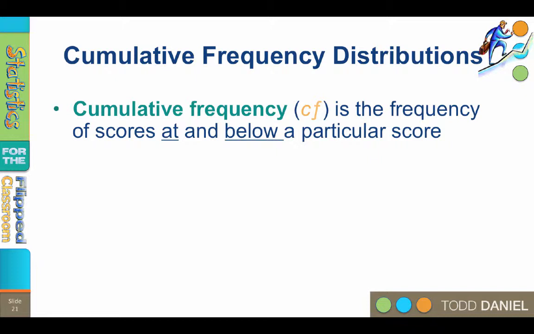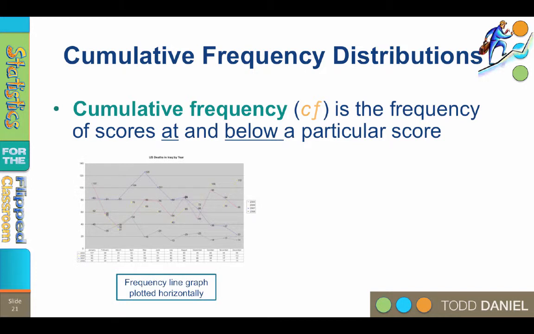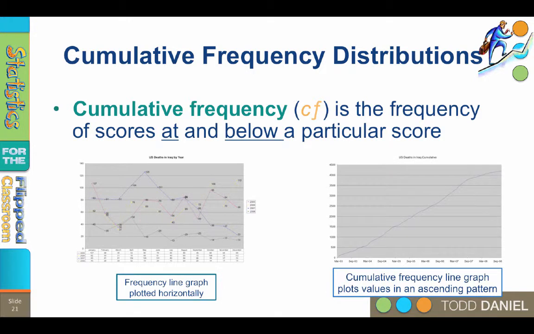Let me illustrate cumulative frequency using 2 graphs. In this first graph, scores are plotted with separate lines for each year. We can see how the scores for a particular month compare across the years. In this graph, the scores are plotted using cumulative frequency. The cumulative frequency line always goes from the lower left to the upper right.